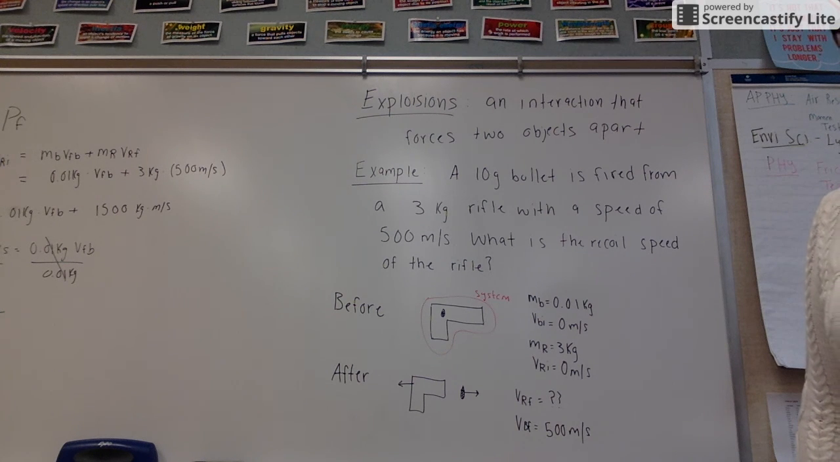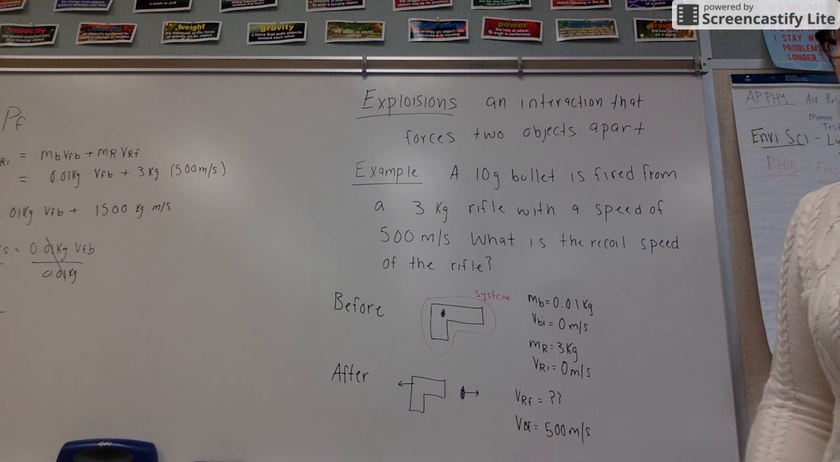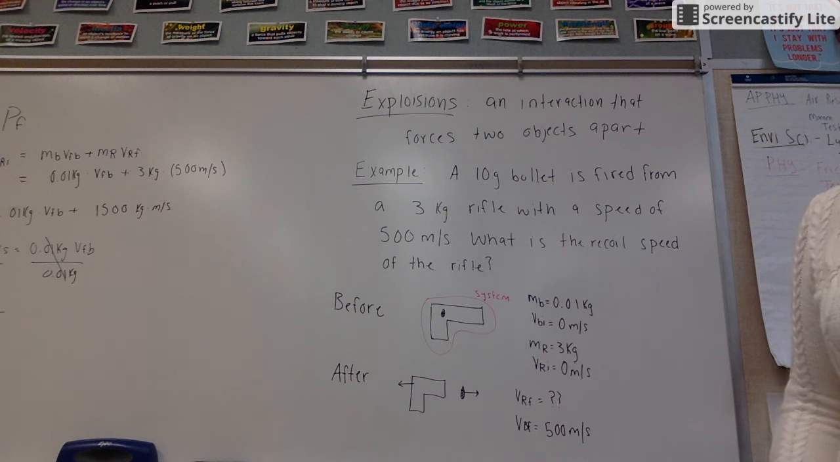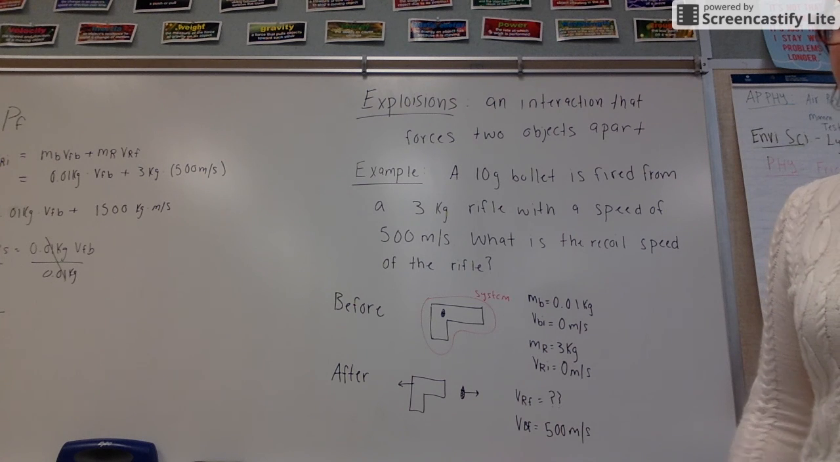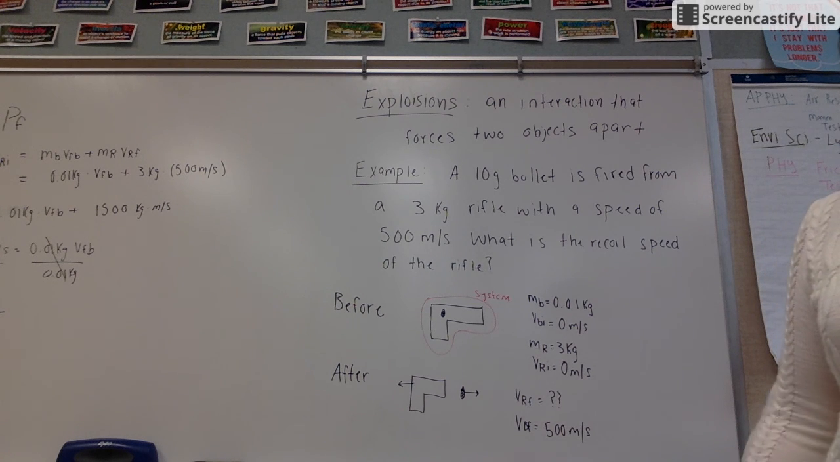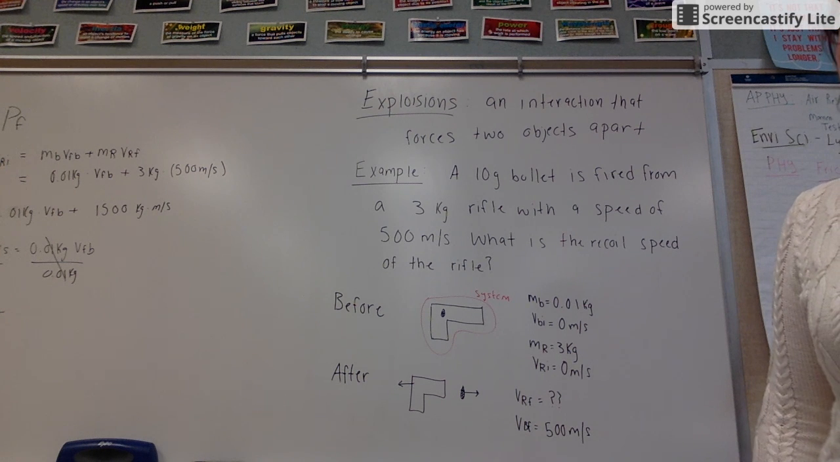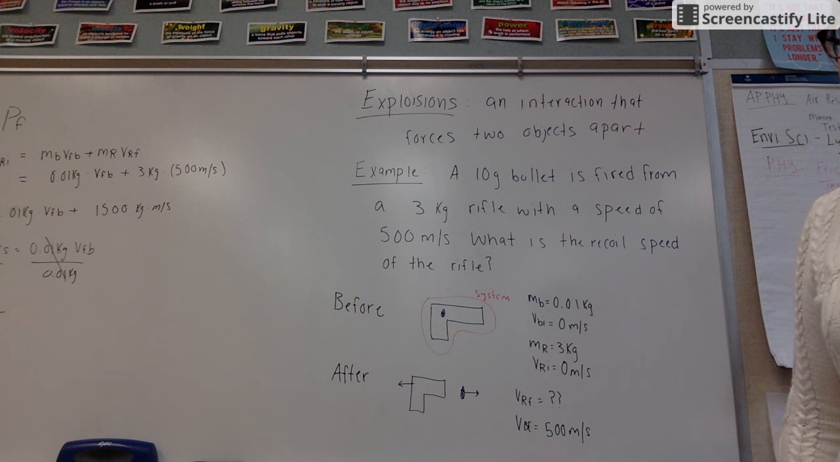So we know that the bullet and the rifle start as a system. Once the bullet is fired, we know that the bullet puts a force on the rifle, and the rifle puts a force on the bullet. Those forces are equal, but in opposite directions. Right, that's according to Newton's third law. Here we're looking at the momentum, so we will look at this through the lens of conservation of momentum.